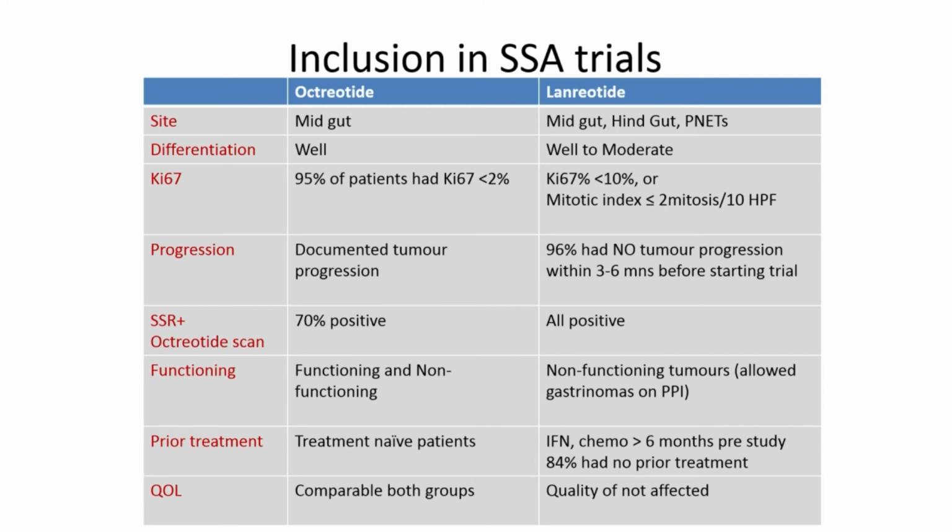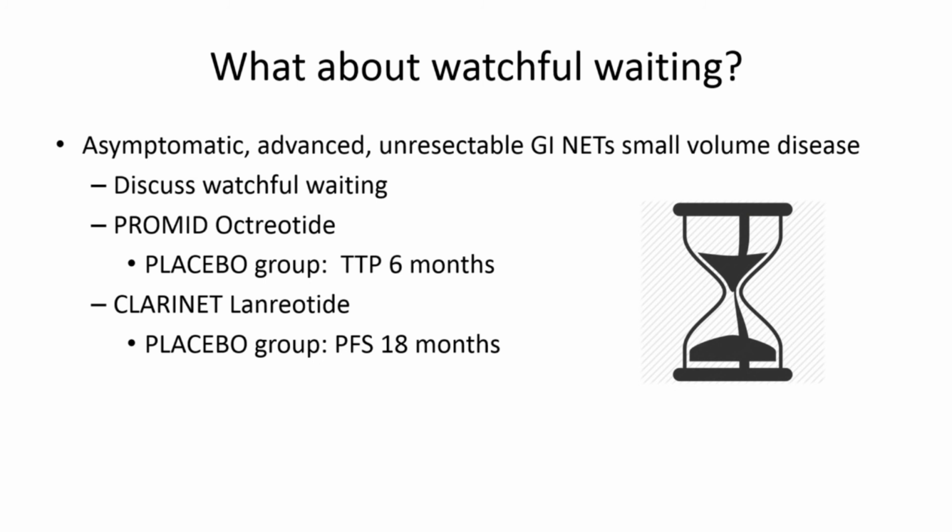So just comparing and contrasting these two studies, as mentioned, with the octreotide study, it was just midgut tumors. With lanreotide, you have midgut, hindgut, and PNETs, and a few of the other subtle differences between those two. So what about watchful waiting?